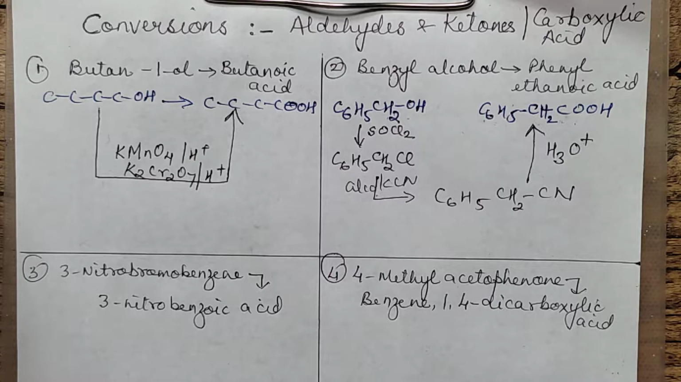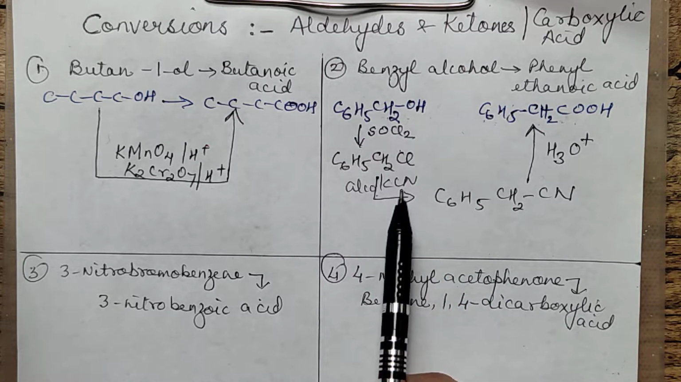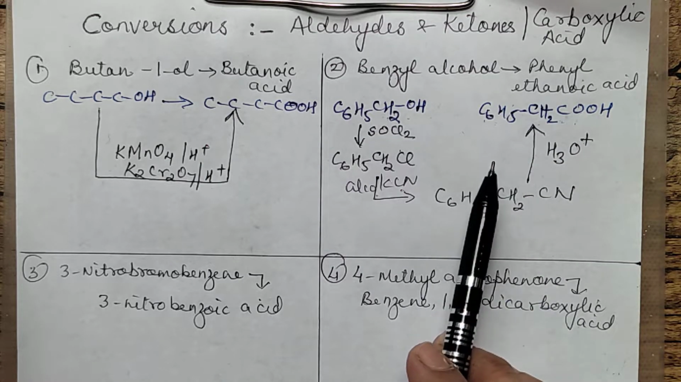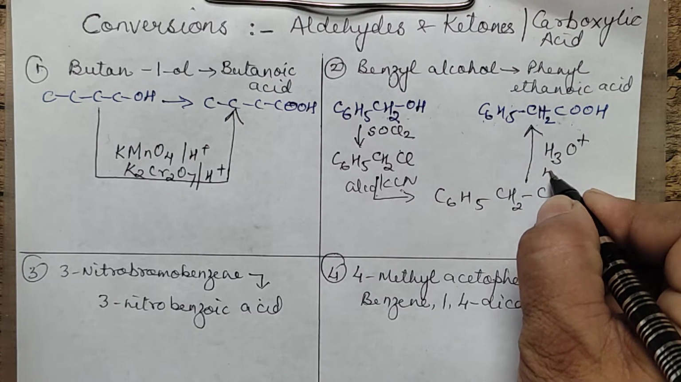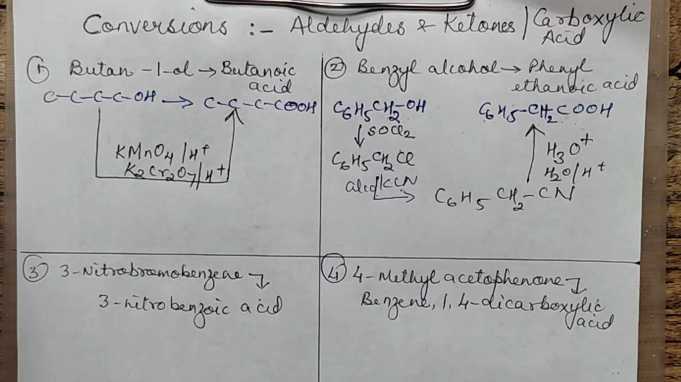Okay. So this one is clear. First convert to chloride, increase carbon atom with cyanide, and then complete hydrolysis of the cyanide can be done in the acid medium. So either you write H3O plus, if not you can also write H2O/H plus. Even this is fine.